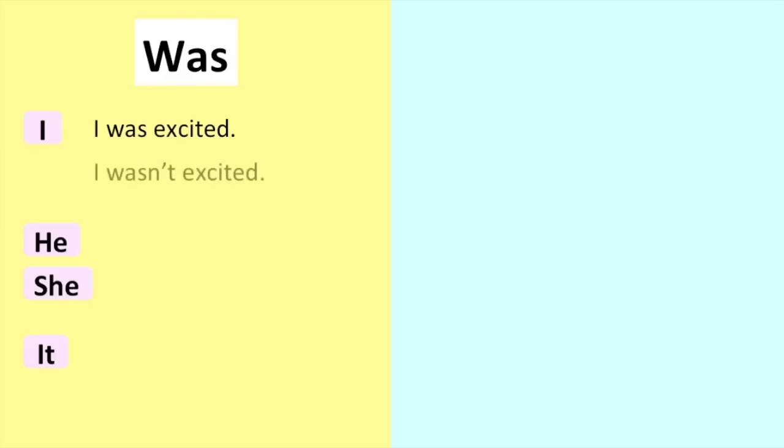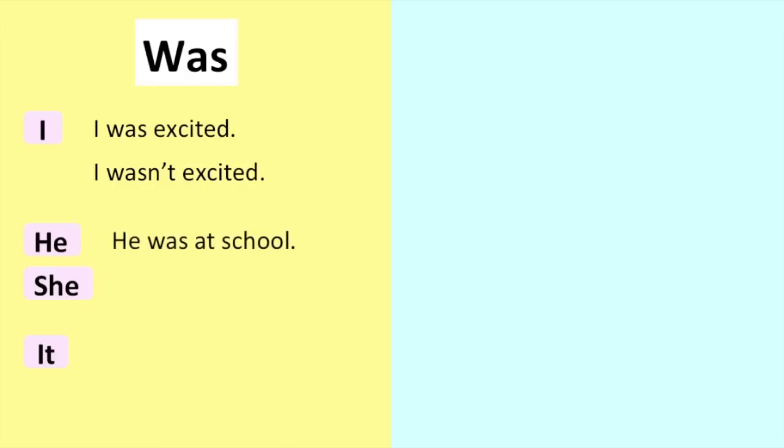Was, were. Was. We use was with the pronouns I, he, she, it. For example, I was excited. The negative form of the verb is wasn't. I wasn't excited. Wasn't is the contraction for was not.